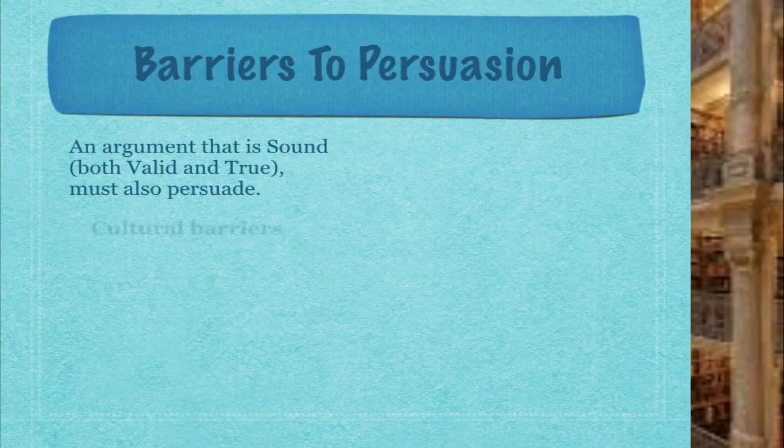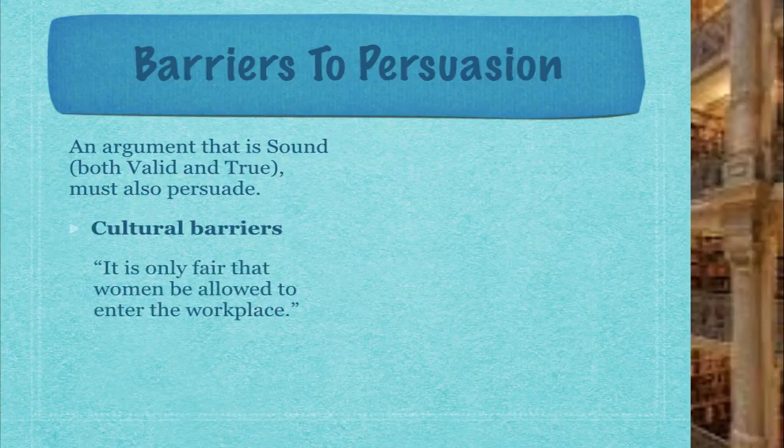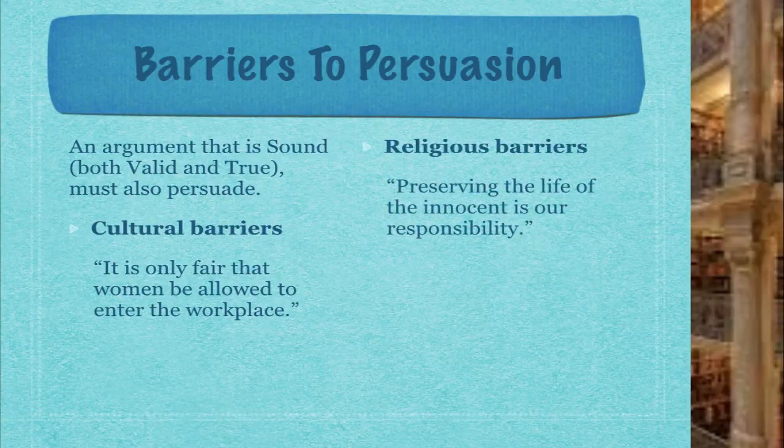So there's cultural barriers, for example. Here's a phrase: it is only fair that women be allowed to enter the workplace. Now, culturally right now, that's a very persuasive type of conclusion. But maybe 50 or 60 years ago in the United States, that would not be persuasive because there were cultural barriers to that. There's also religious barriers to persuasion. Take this sentence, for example: preserving the life of the innocent is our responsibility. Well, again, in our culture today, that's not necessarily acceptable to everybody. That conclusion is not persuasive to many people.